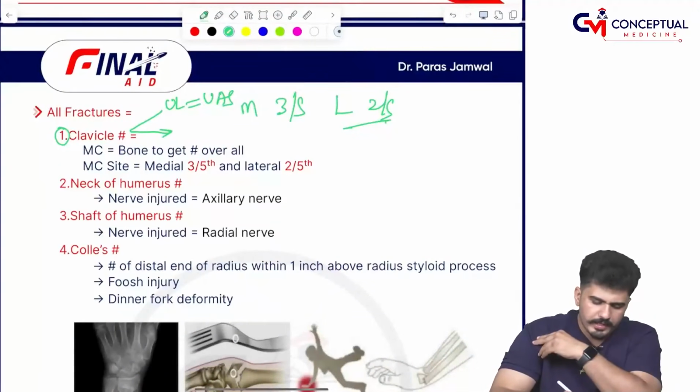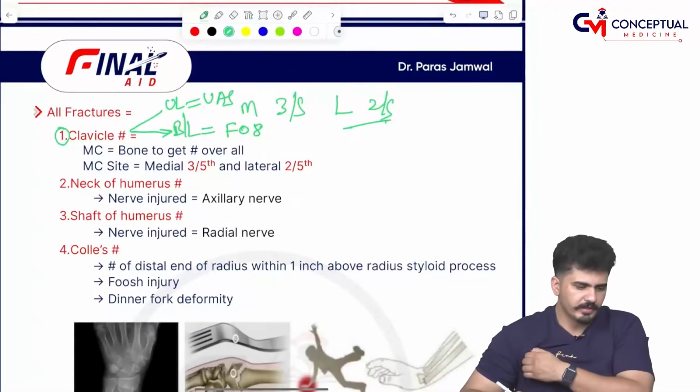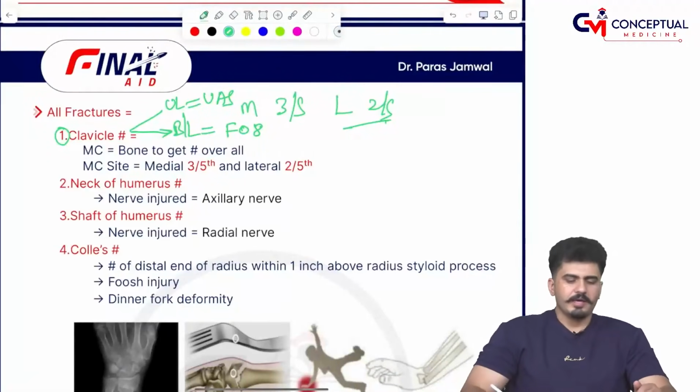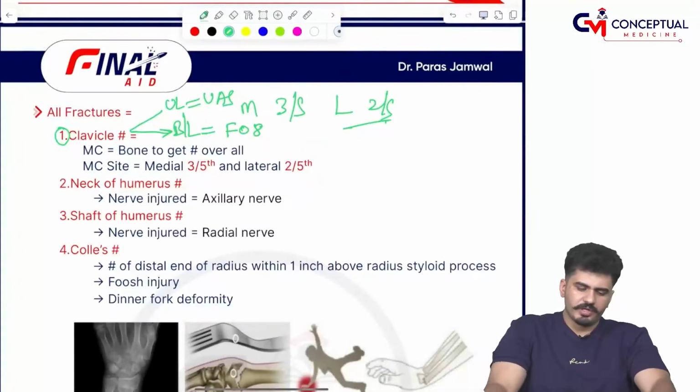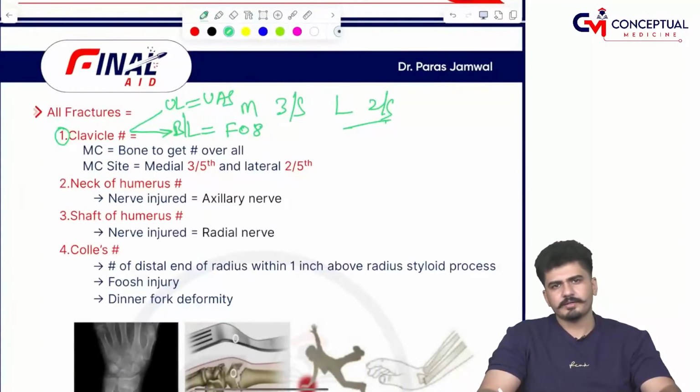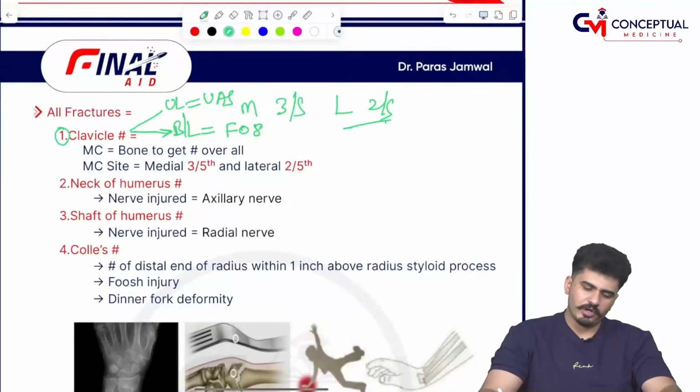Sling, say it. If bilateral is there, the treatment is figure of 8 splint. Figure of 8 splint, sir. Most common bone to get fractured overall, site medially 2/3 and laterally 2/5. Clavicle, remember: if unilateral, there will be an underarm sling, or if bilateral, the figure of 8.